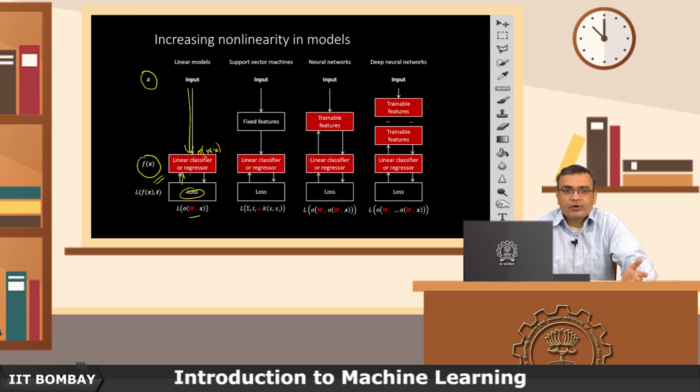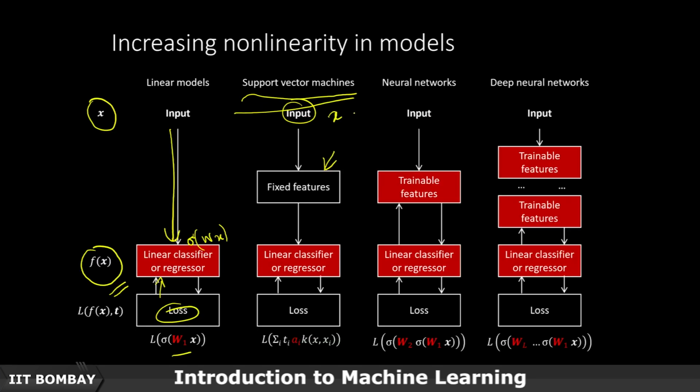So that is basically what we have learned until now for linear models, and a slightly more sophisticated form of that is support vector machines. In support vector machines we will take the input but we will extract fixed features. You can also think of extracting fixed features in terms of problems such as polynomial regression. So if you have x which is a single scalar, then fixed features could be x squared, x cubed and so forth.